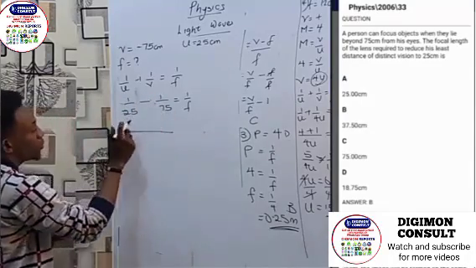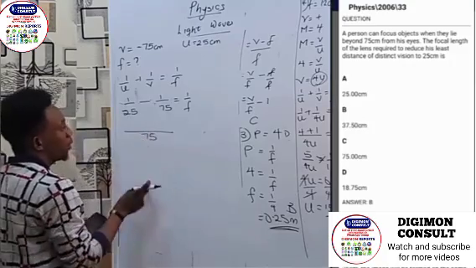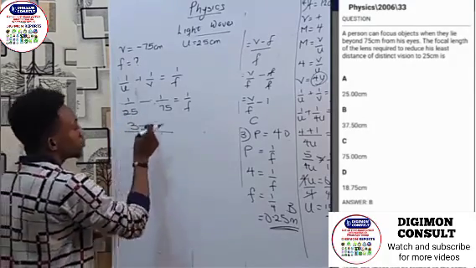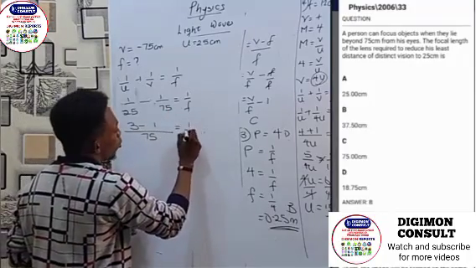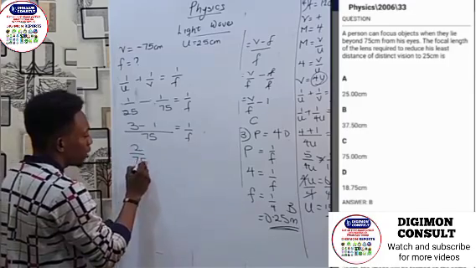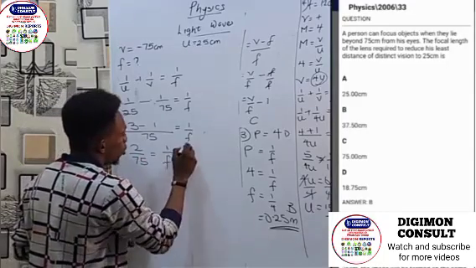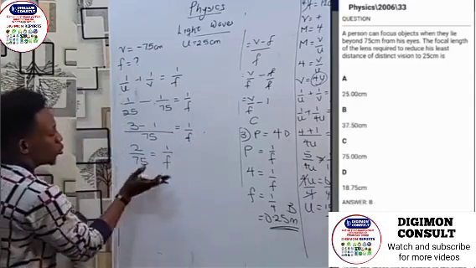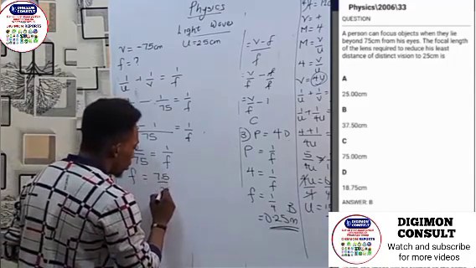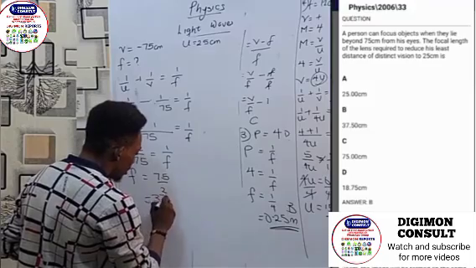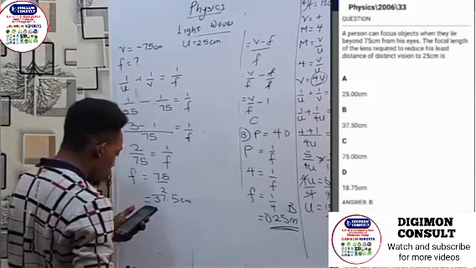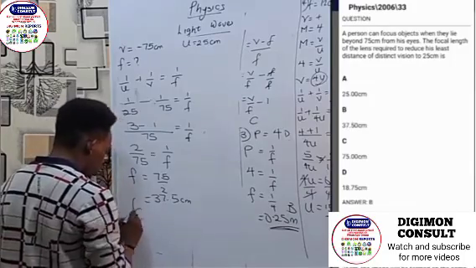LCM of 75 and 25 is 75. 75 into 25 is 3. 75 into 75 is 1. 1 over F. 3 minus 1 is 2 over 75 equals 1 over F. So, let's invert both sides. F equals 75 over 2, which will give you 37.5 centimeters, which, as you can see in your app, is option C.